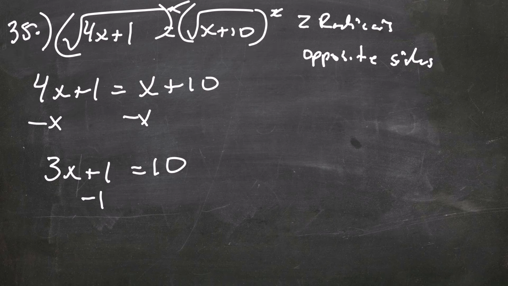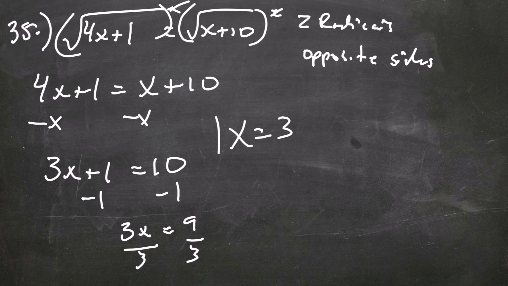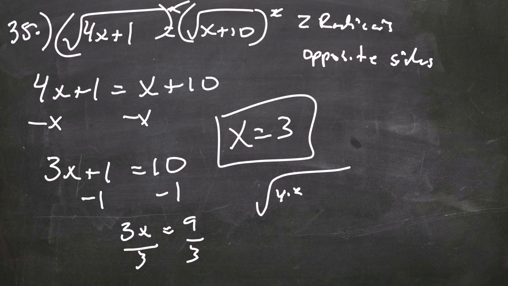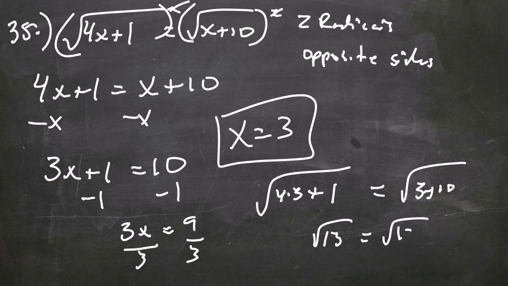Now it's just PEMDAS backwards. Minus 1, minus 1. 3x equals 9. Divide by 3. Divide by 3. x equals 3. Plug it in. The square root of 4 times 3 plus 1, is that equal to the square root of 3 plus 10? I get the square root of 13. Is that equal to the square root of 13? That's true. So even though I get messy stuff if I plug in my calculator, it still works out pretty nicely. That's it for 35.